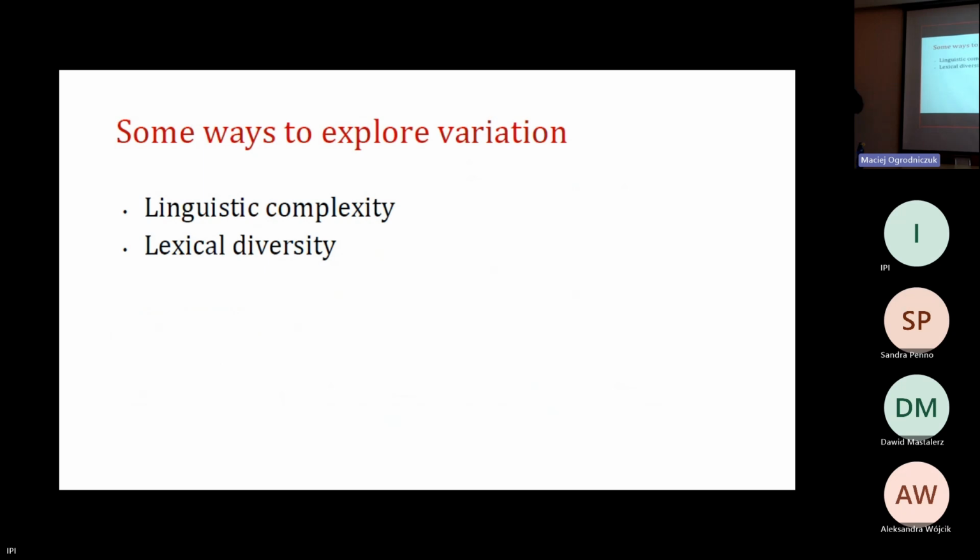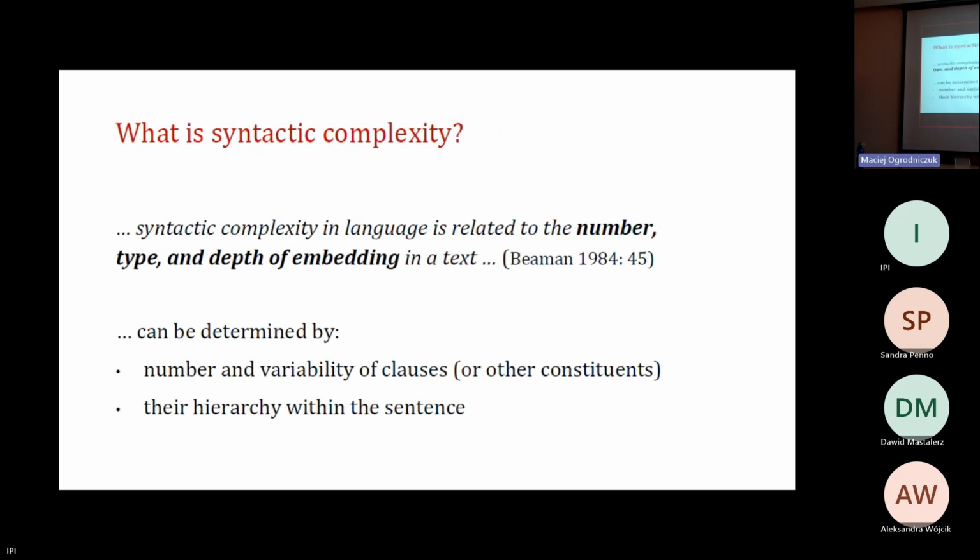Of course, you can explore variation in many different ways, and I'll just have a very narrow focus here. I'll have just two types of measures: linguistic complexity and lexical diversity. And why? Because it's measurable. You can calculate it, you can see the numbers and compare them.